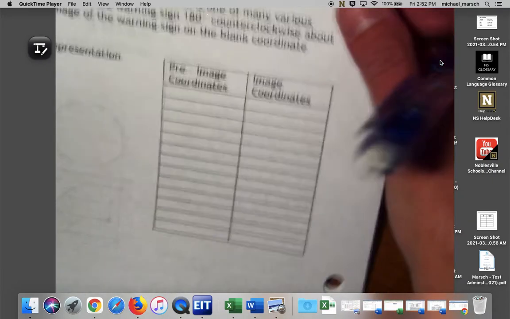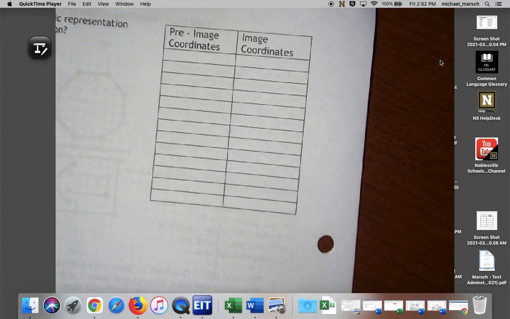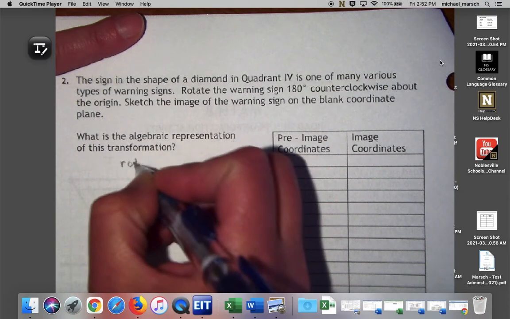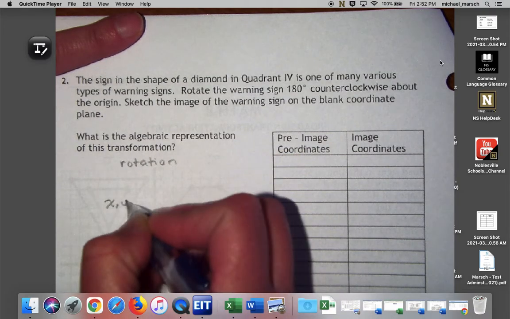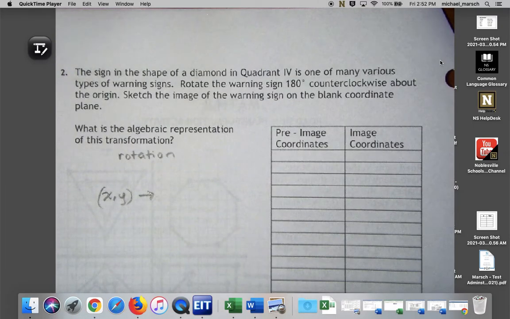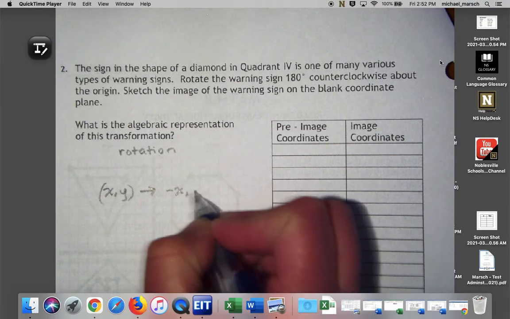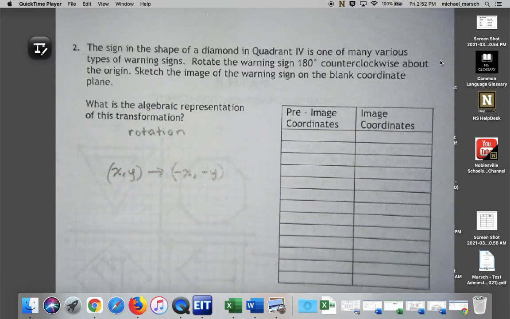Okay, the sign in the shape of a diamond in quadrant 4 is one of many various types of warning signs. Rotate the warning sign 180 degrees counterclockwise about the origin. Sketch the image of the warning sign on the blank coordinate plane. So let's remind ourselves, we're doing a rotation, and we start out with x, y. Does anybody remember the easy way to change it for a 180-degree rotation? Opposite x, opposite y. Because it's 180 degrees, you just put it in the exact opposite location.